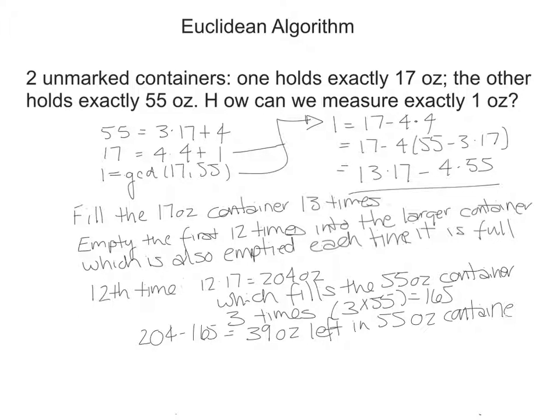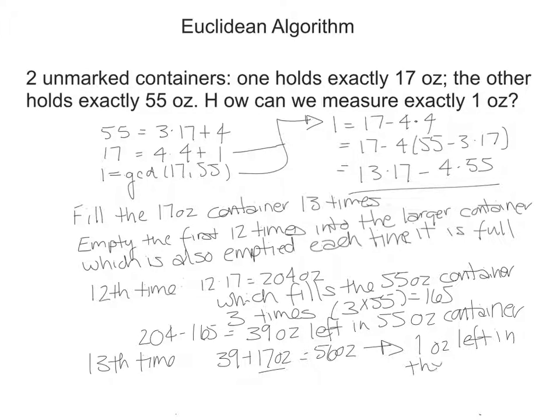So then the 13th time, the 17-ounce container is filled. We're going to have the 39 plus 17 ounces, but that's 56 ounces. So only 16 ounces are going to be able to be poured into the 55-ounce container, and 1 ounce will be left in the smaller jar. And that's our solution.